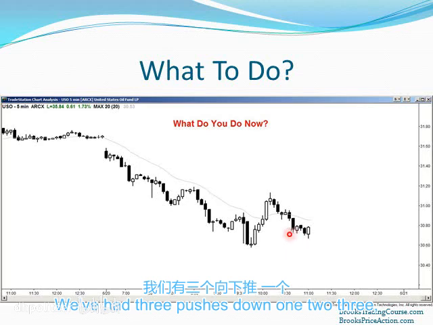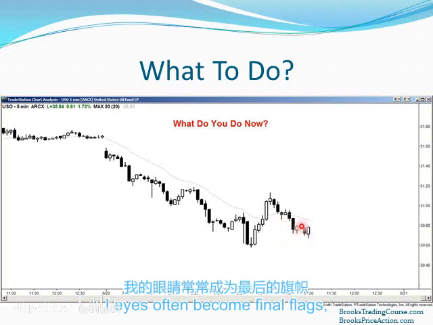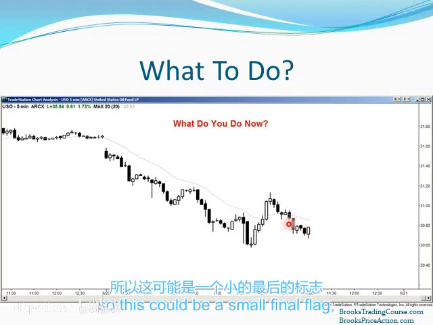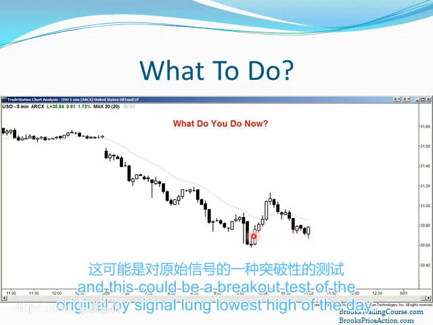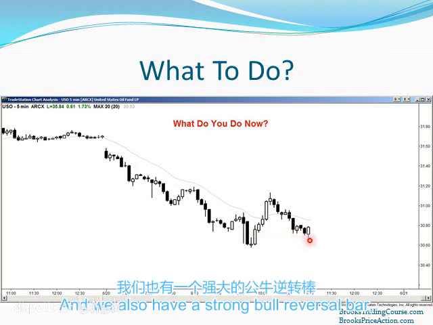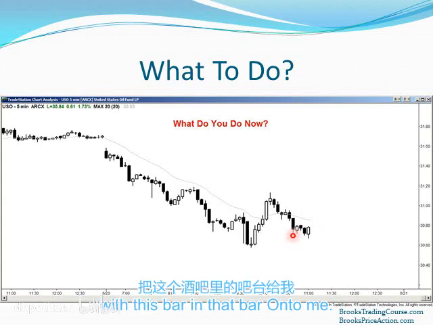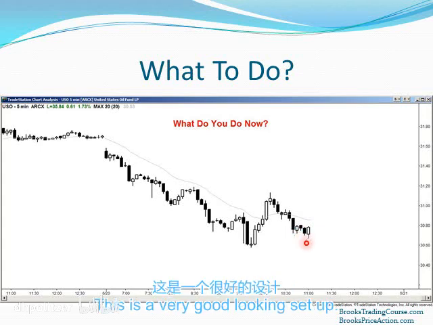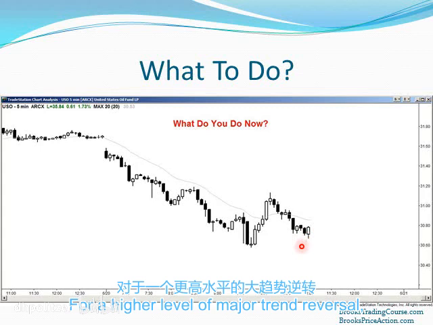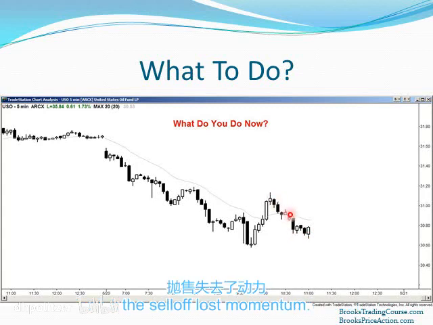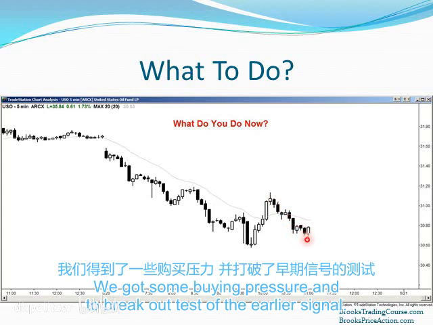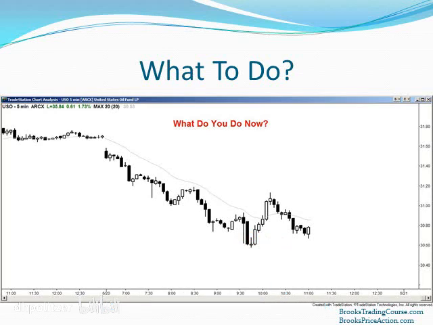And what about now? We've had 3 pushes down, 1, 2, 3. IIs often become final flags, so this could be a small final flag. This could be a breakout test of the original buy signal, the lowest high of the day. And we also have a strong bull reversal bar closing on its high, a 2-bar reversal. Double bottom, micro double bottom with this bar and that bar. To me, this is a very good looking setup for a higher low major trend reversal. The sell-off lost momentum. We got some buying pressure, and it's a breakout test of the earlier signal. I think this is a strong buy setup.